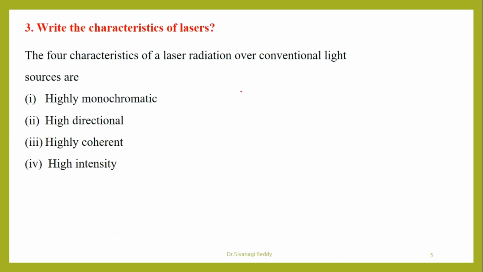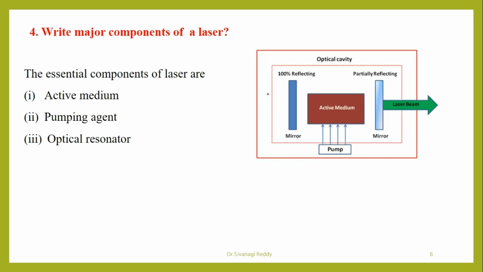Then what are the basic characters of the lasers? Lasers have many features which are very, very advantageous. One is highly monochromatic, means single wavelength, highly directional, highly coherent, and highly intense. Then what are the main components of the lasers? So the essential component of the laser is the active medium. This active medium may be solid, liquid, or gas. Based on that, we can classify the types of lasers as well.